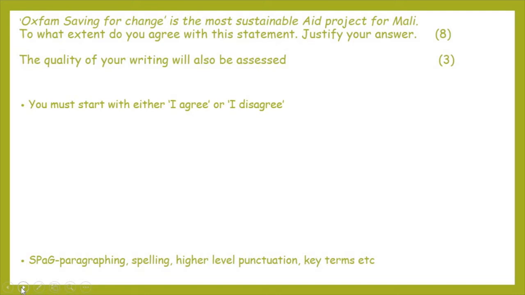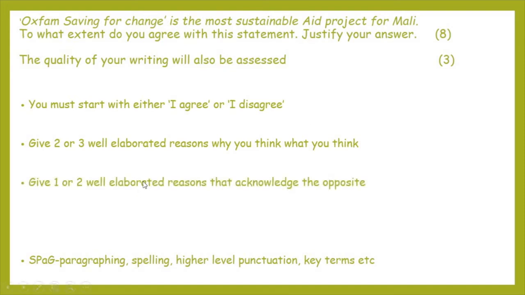So, your first sentence will always be, I agree, I think it is the most sustainable, or I disagree, I don't think it's the most sustainable. The next thing you'll do is 2 or 3 well-elaborated reasons why you think what you think. The secret is well elaborated. I think it is sustainable because this means, therefore, as a result, furthermore, in addition.